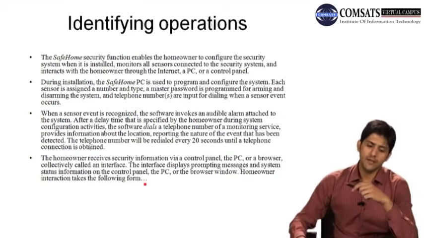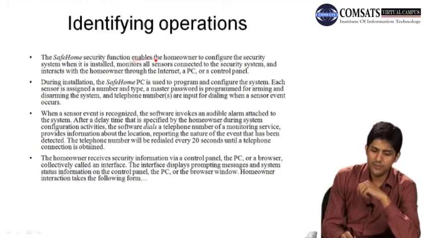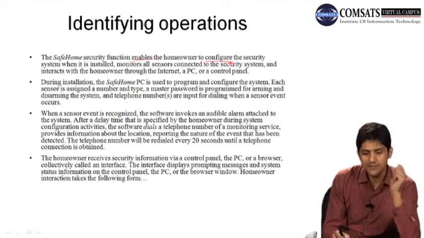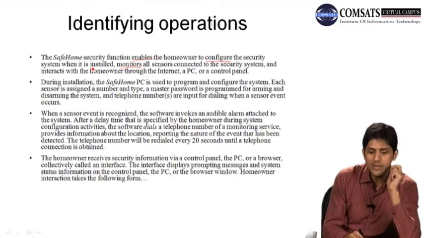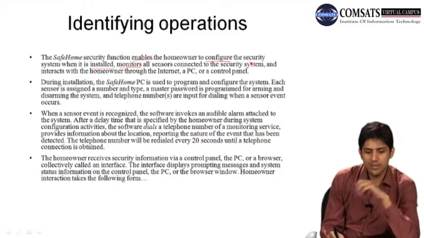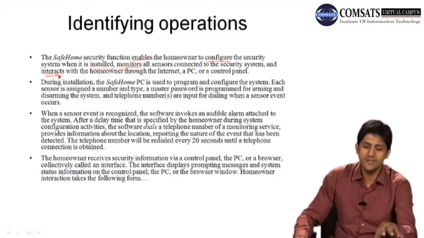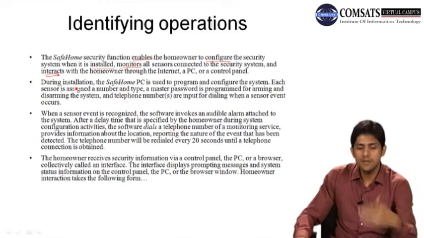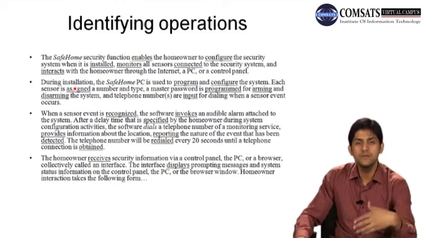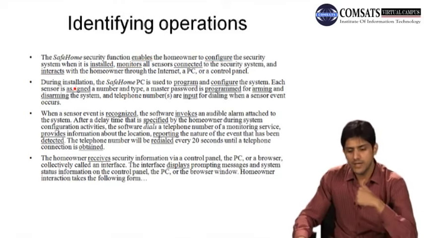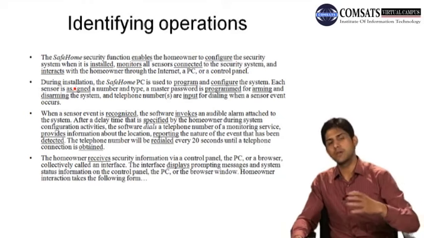So for example, in the first paragraph, the safe home security function, this enables. Now this enables, that is a verb. The homeowner to configure, again that's a verb. The security system, when it is installed, it monitors all the sensors connected to the security system and interacts with the homeowner through the. So in this first paragraph we have these verbs. Similarly, we can do it for the remaining text, and this slide shows all the verbs in this particular text. And now the next question is how do we associate an operation to a particular class?